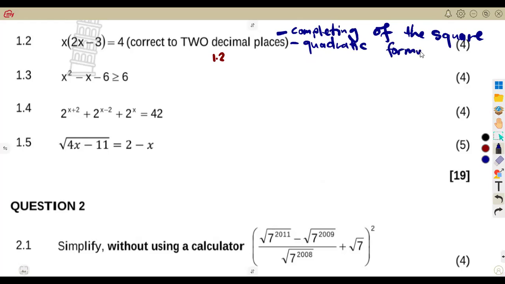We are going to use the quadratic formula. Remember, these two are part of our syllabus. Using completing the square is part of your syllabus. Using the quadratic formula is also part of your syllabus. So you have to be careful there.